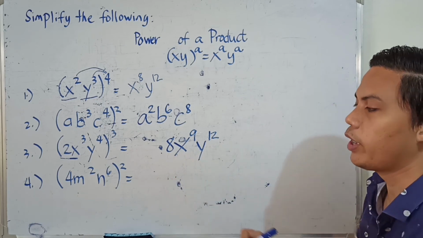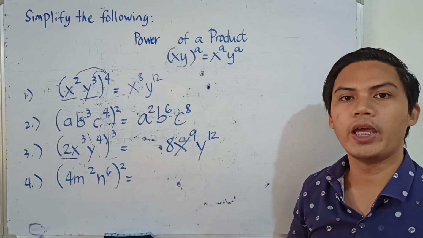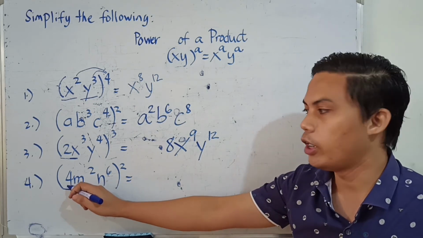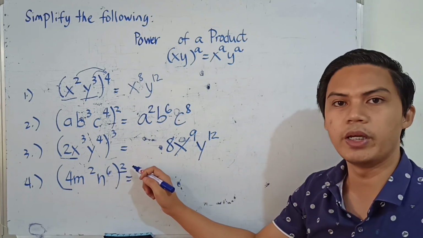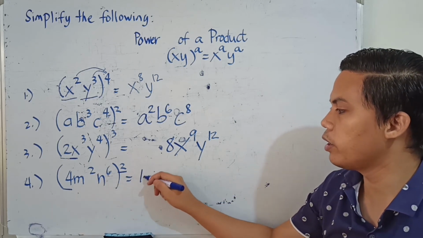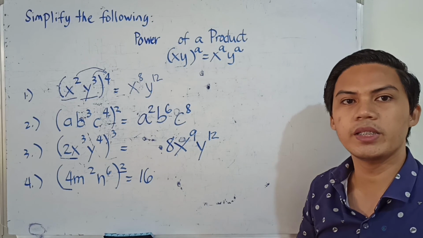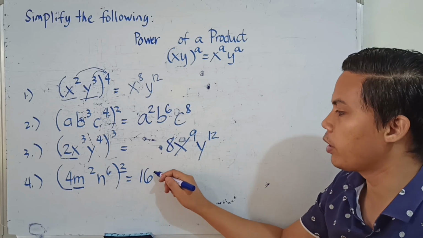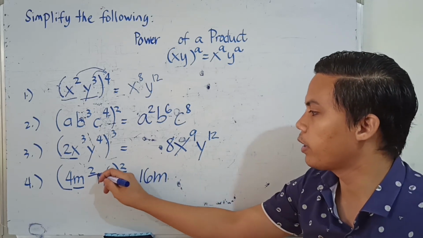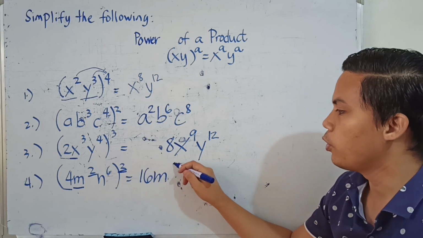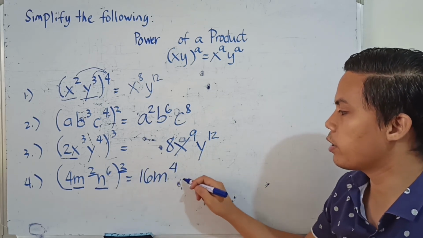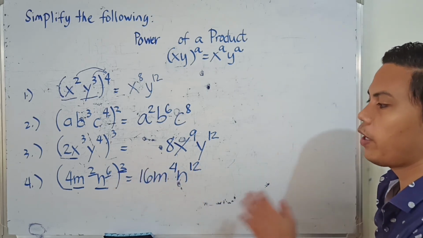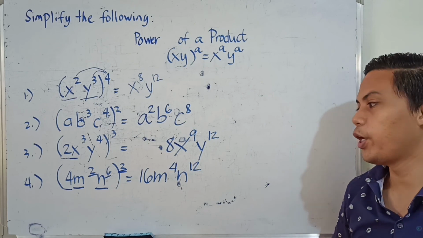And for the last example, we have the quantity 4m squared n raised to 6 quantity squared. So again, since may numerical coefficient, ito muna yung uunahin natin i-raise sa ating given power. So 4 squared, that is equal to 16. So bakit naging 16? 4 times 4 is 16. Next, doon naman tayo sa variable natin. Copy natin yung base na m. Then, i-multiply natin yung exponents nila. So 2 times 2, you have 4. And next base would be n. So 6 times 2, that would be equal to 12. The final answer now is 16m raised to 4 n raised to 12.